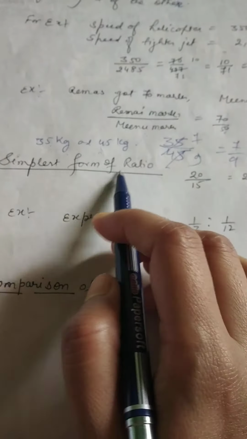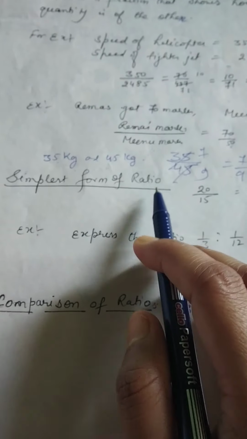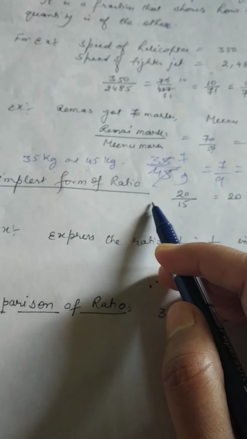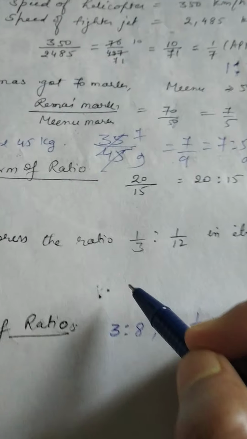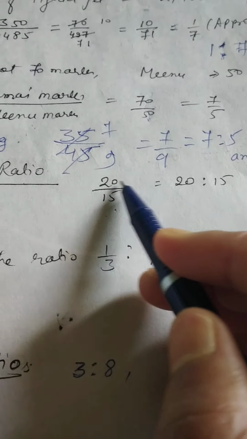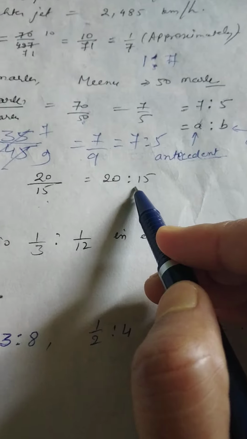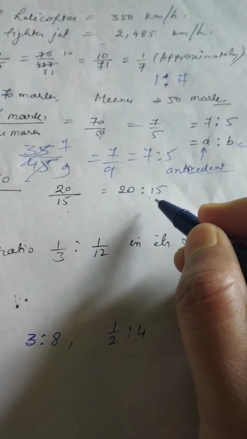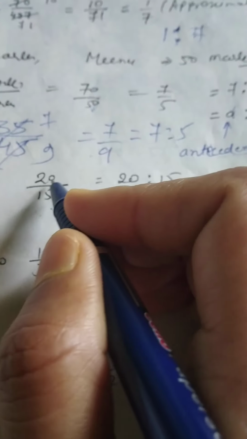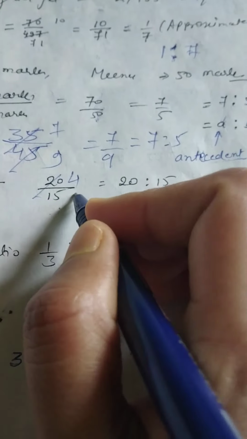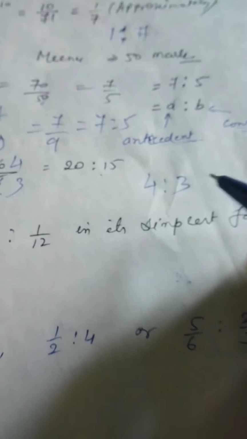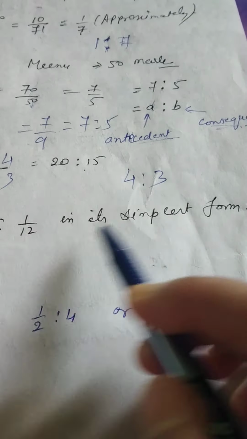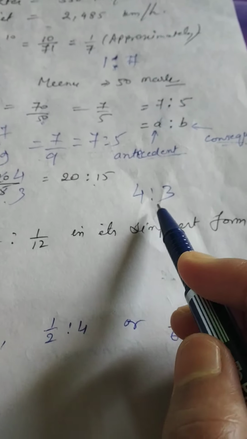Now what is simplest form of ratio? The simplest form of ratio we can obtain when they have no common factor other than 1. Suppose this is ratio 20 by 15. This is written in ratio and you have to find its simplest form. Then it should not have any common factor other than 1. So we can cancel it. 5 4s are 20, 5 3s are 15. 4:3 is the simplest form of this ratio. Now it will not get cancelled. It has no other common factor than 1.